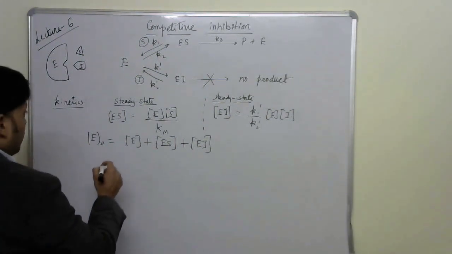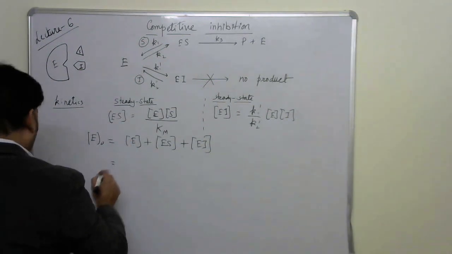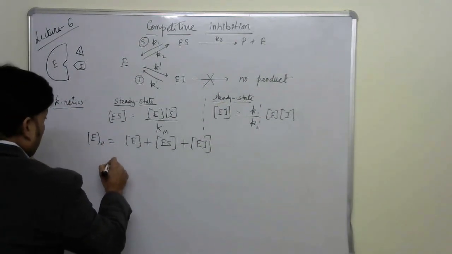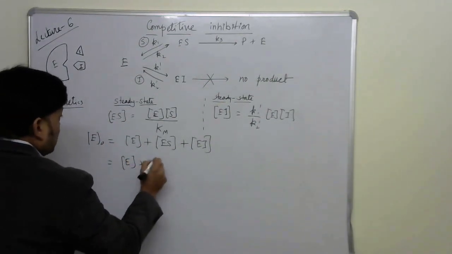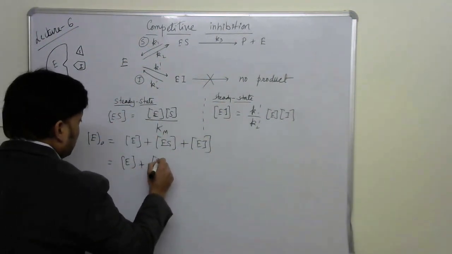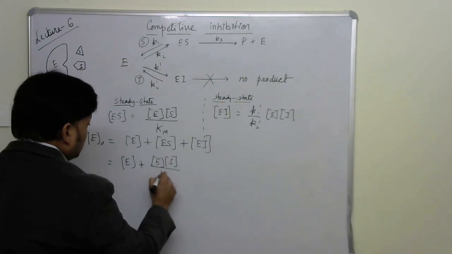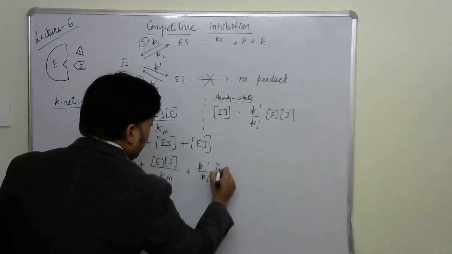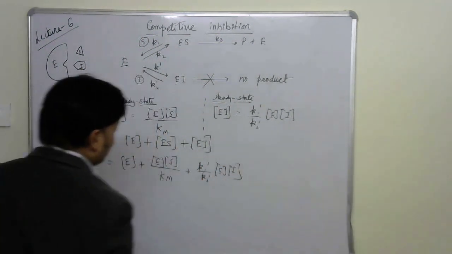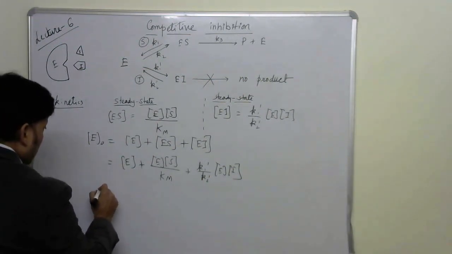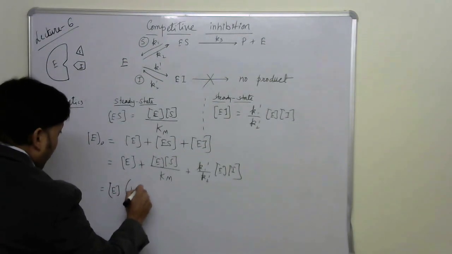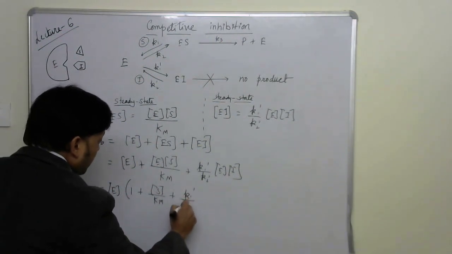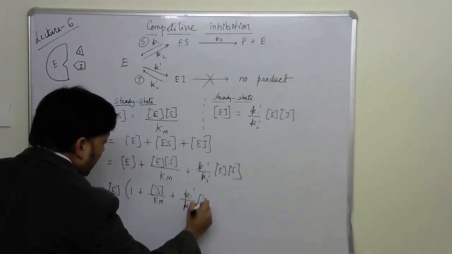Okay, so therefore we are going to write that E is equal to... Okay, from here we can write E plus, we may replace ES by E multiplied by S divided by Km plus EI as K1 prime divided by K2 prime multiplied by E and multiplied by I. Okay, or we can take E common and we have 1 plus S divided by Km plus K1 prime divided by K2 prime multiplied by I.